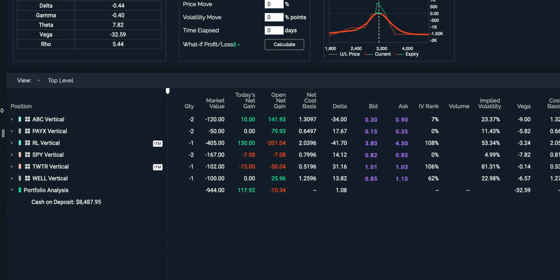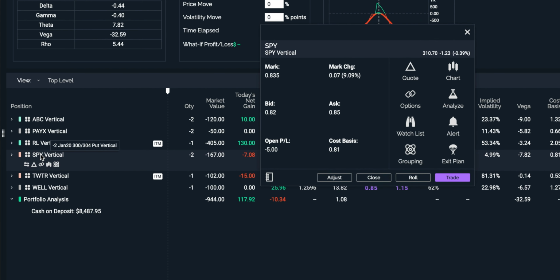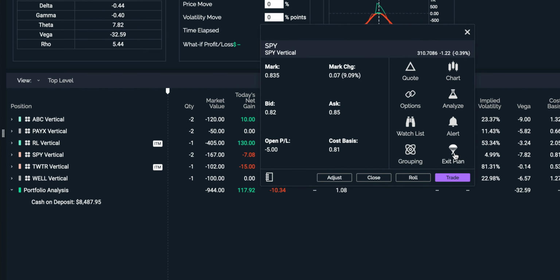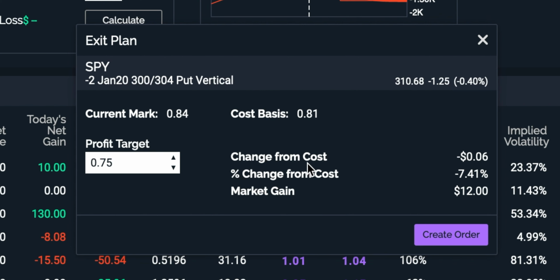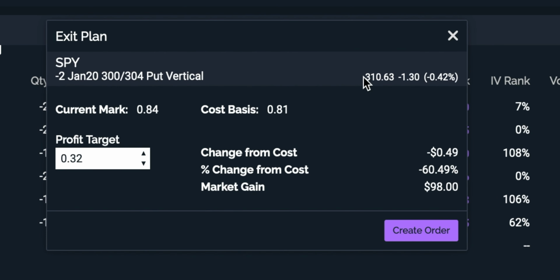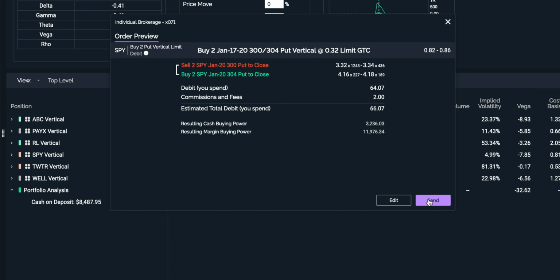How do we do that? In E-Trade, we can click on the SPY vertical spread that we just opened and click Exit Plan. You can see here that this percent change from cost is what we want to set to about 60% of profit, clicking this down until we get to about 60%. This means that as soon as we hit $98, we'll close this position. Let's go ahead and click Create Order, Preview, and Send.